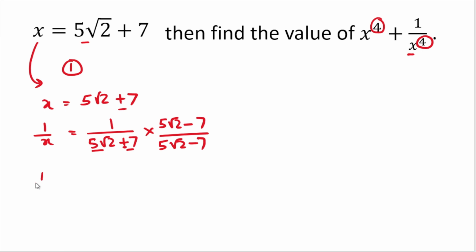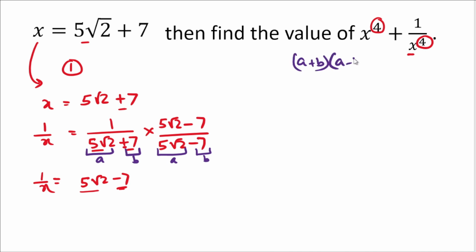Now the value of 1 over x, the value of this term, will be 5 square root 2 minus 7. So how have we written 5 square root 2 minus 7? Now look here, it is in the form of a plus b times a minus b, if you take 5 square root 2 as a and 7 as b. And it is the formula of a square minus b square. So a square minus b square.